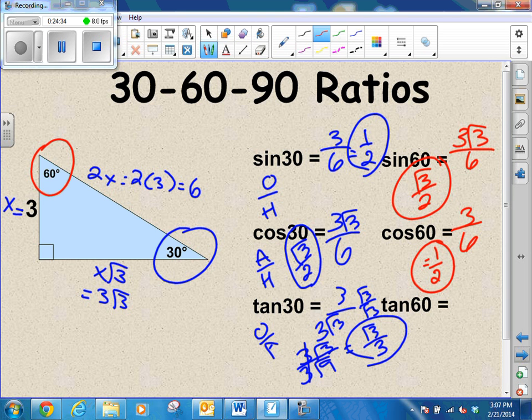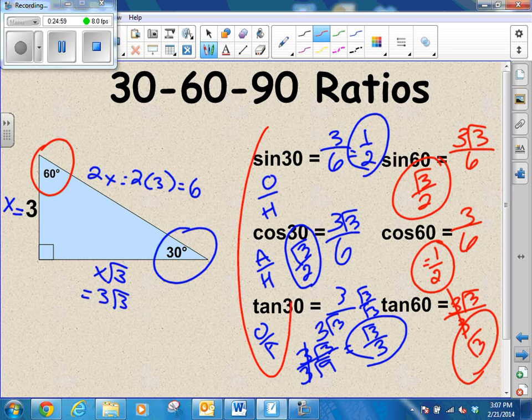What is my opposite side? 3 radical 3. What side am I touching? 3. So it's radical 3. Okay? These will show up a lot. 45, 30, 60. So, again, if you don't memorize these, SOHCAHTOA is where it's at. SOHCAHTOA will become your best friend. Yay, some of you are so excited.